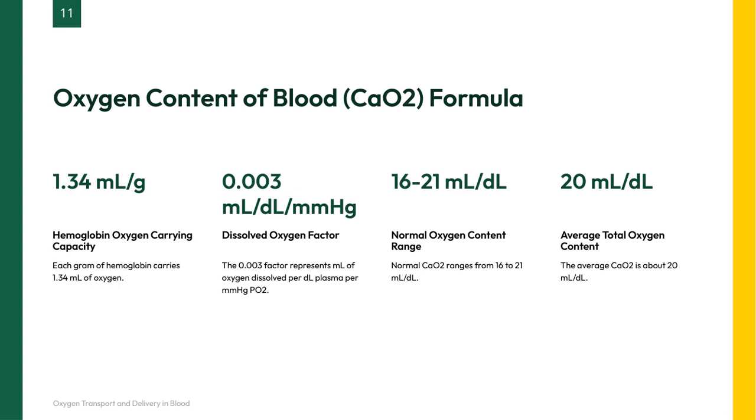Each gram of hemoglobin can carry about 1.34 milliliters of oxygen. That's a key number because it helps us calculate the total oxygen content based on hemoglobin concentration. When we look at the formula for CaO2, it combines these concepts: how much oxygen is bound to hemoglobin and how much is dissolved in plasma, giving us a complete picture of blood's oxygen-carrying capacity. Understanding this helps us grasp how efficiently oxygen is being transported to tissues, which is essential for overall metabolic function.